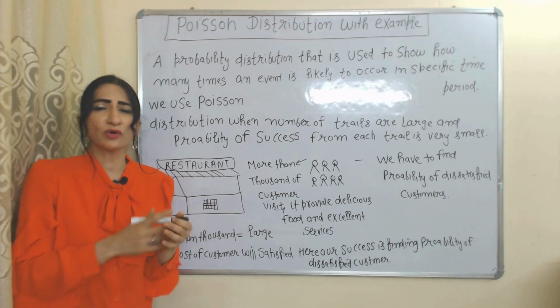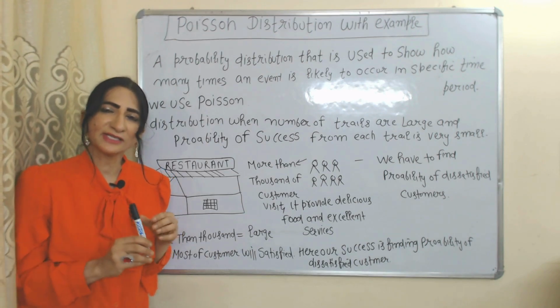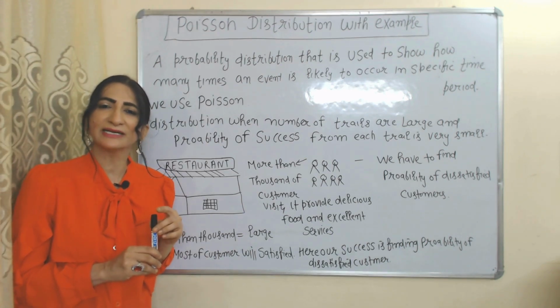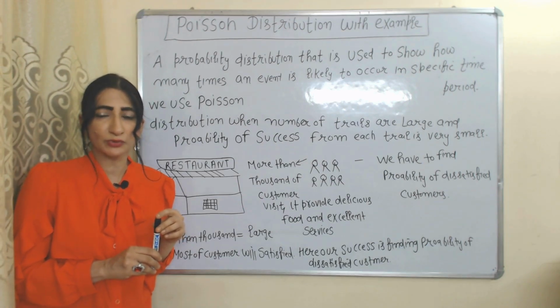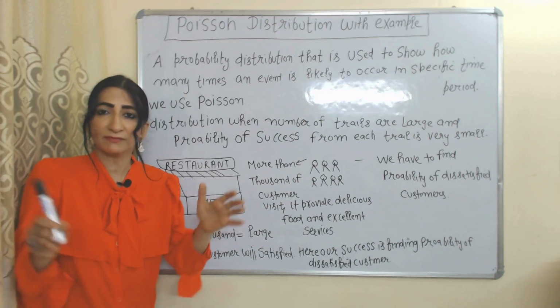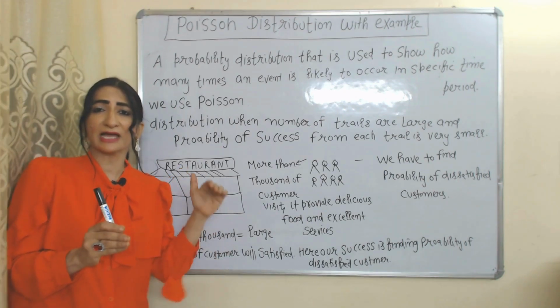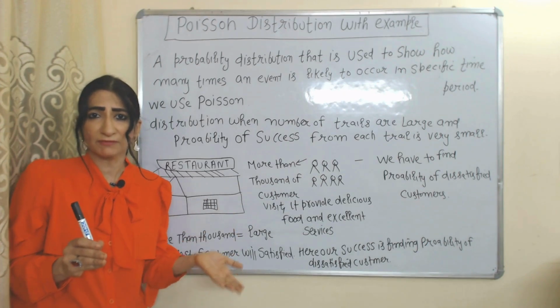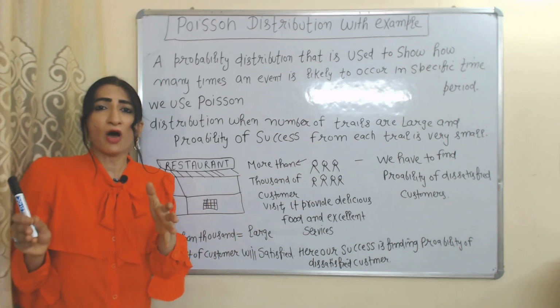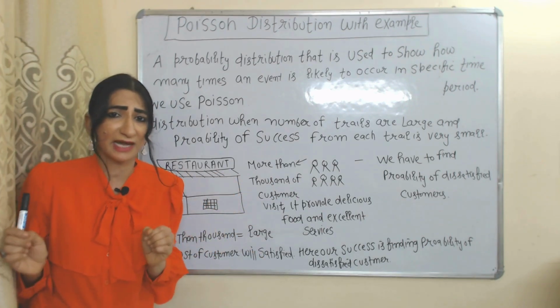Today we are going to talk about Poisson distribution with example. Poisson distribution is a type of probability distribution which is used to show how many times an event is likely to occur within a specific time period.